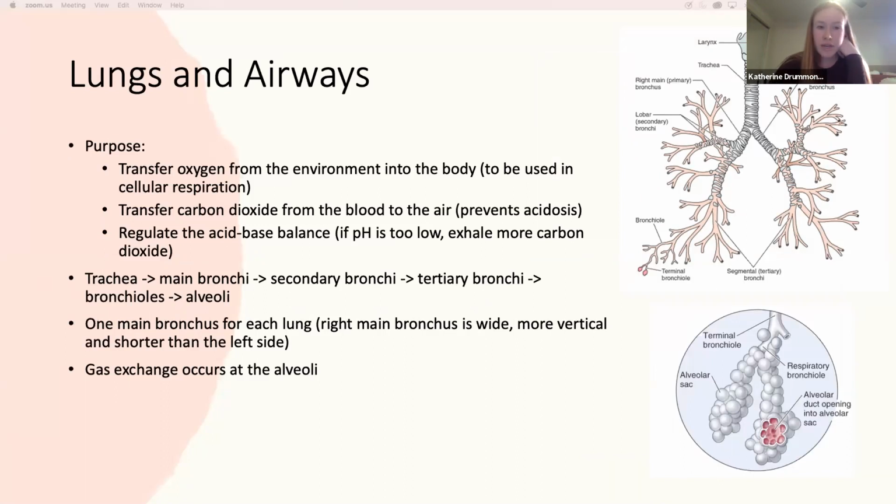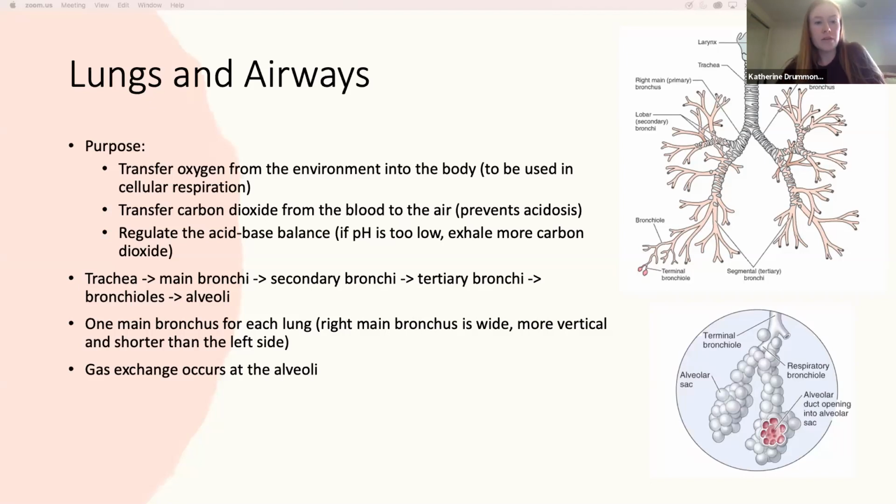By getting carbon dioxide out of our blood, we also prevent acidosis. Acidosis occurs when we have too much carbon dioxide in our bloodstream, so it's basically our pH is too low. And when that happens, we begin to exhale more carbon dioxide. So you'll notice that we start to breathe a bit heavier, or breathe a bit harder, or more frequently as well.